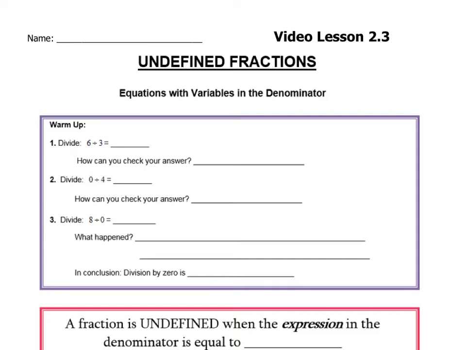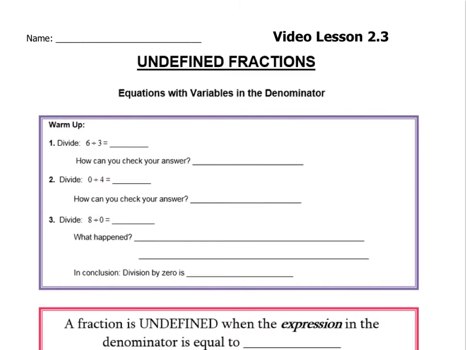First, if we just divide 6 by 3, 6 divided by 3 gives you 2. The way you would check your answer is to multiply 2 times 3. Sure enough, when you multiply 2 times 3, you get 6, so it checks.